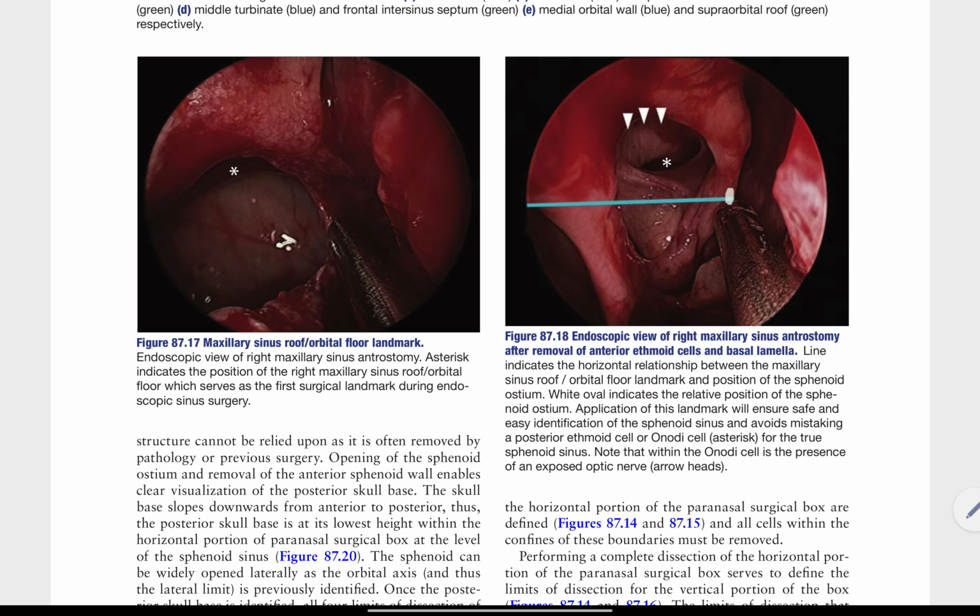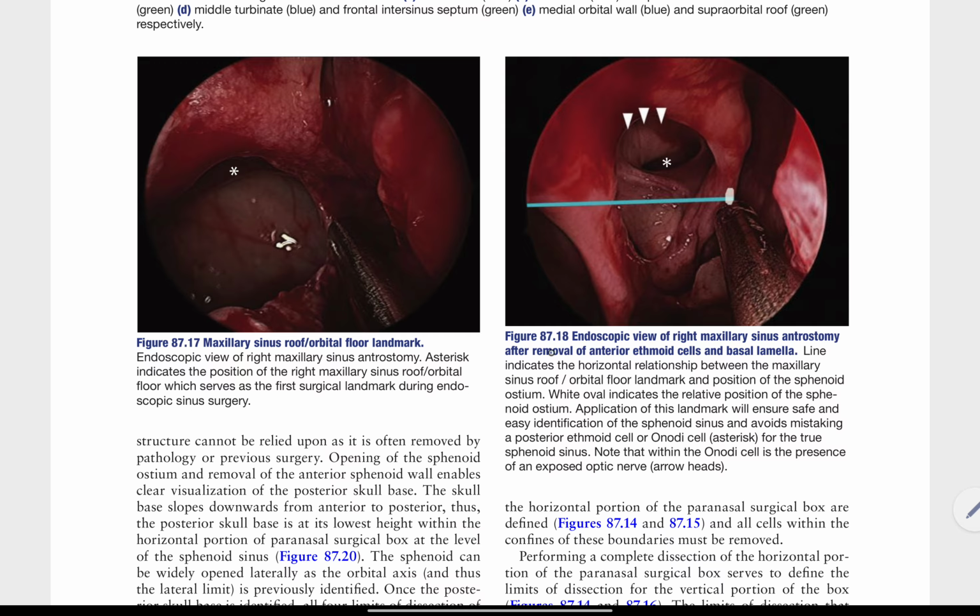Figure 87.17. Maxillary sinus roof or orbital floor landmark. Endoscopic view of right maxillary sinus antrostomy. The asterisk indicates the position of the right maxillary sinus roof and or orbital floor, which serves as the first surgical landmark during endoscopic sinus surgery.